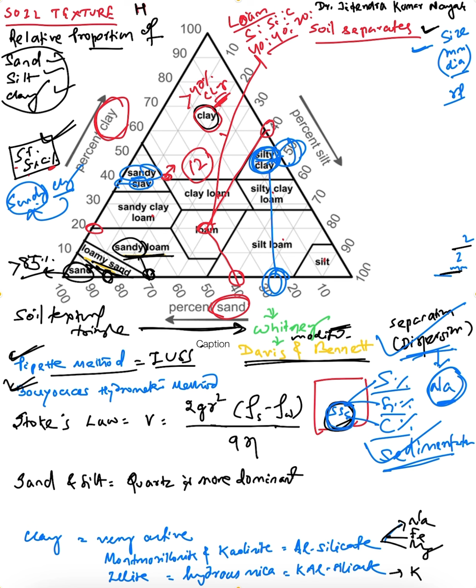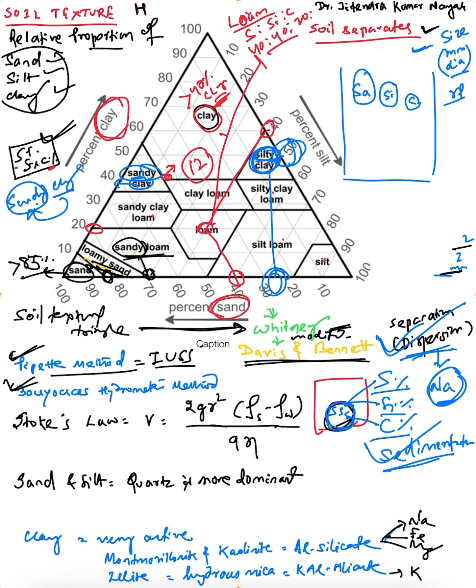So sedimentation means, suppose I take a container. In this container, the sand particles are larger in size, then silt particles are medium in size, then clay particles are small in size. That means the sand, silt, and clay are all already separated.